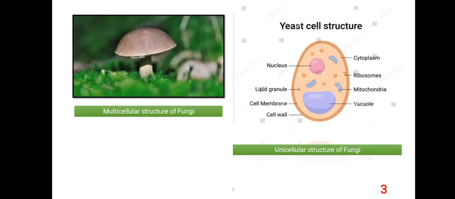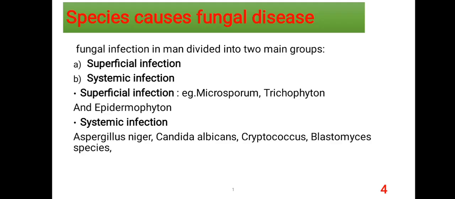As you can see in the picture, this is the multicellular structure of fungi, and here is the unicellular structure of fungi, which is also called yeast. After the structure of the fungi, we are going to study the species that cause fungal disease. Fungal infection is mainly divided into two groups. First is superficial infection, second is systemic infection.